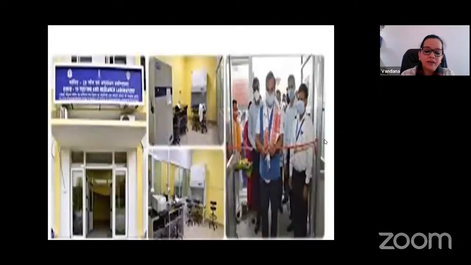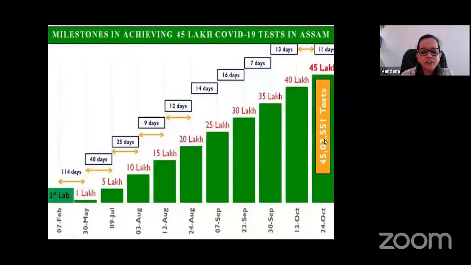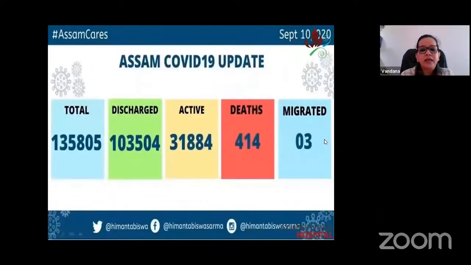Then the Advanced Institute of Science and Technology, under the supervision of Guwahati Medical College, opened up a microbiology lab where 1,000 tests per day could be done. So all this effort from the government side led to a milestone of achieving a major increase in the number of tests being done in the state of Assam.